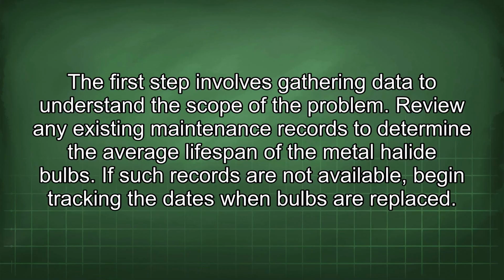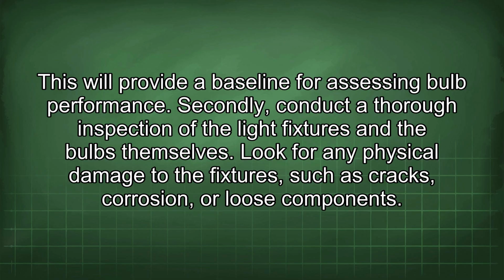The first step involves gathering data to understand the scope of the problem. Review any existing maintenance records to determine the average lifespan of the metal halide bulbs. If such records are not available, begin tracking the dates when bulbs are replaced. This will provide a baseline for assessing bulb performance.